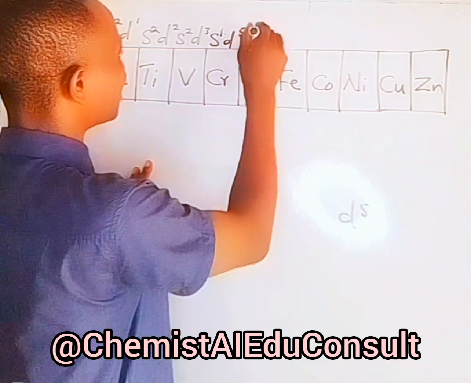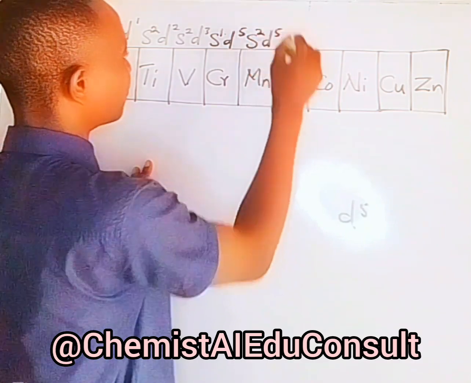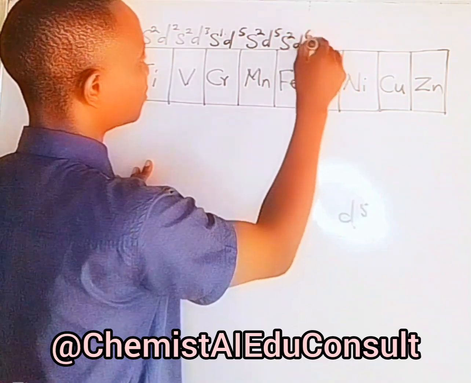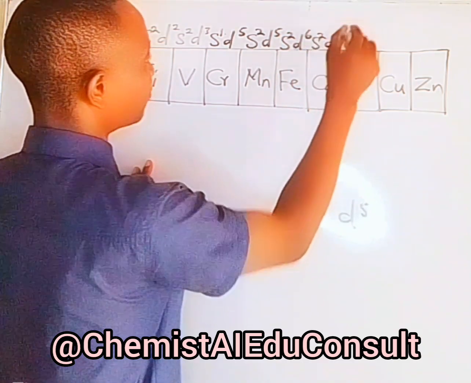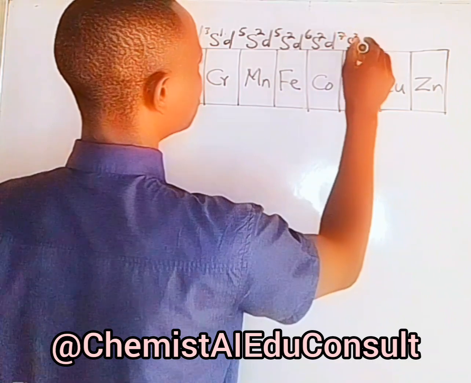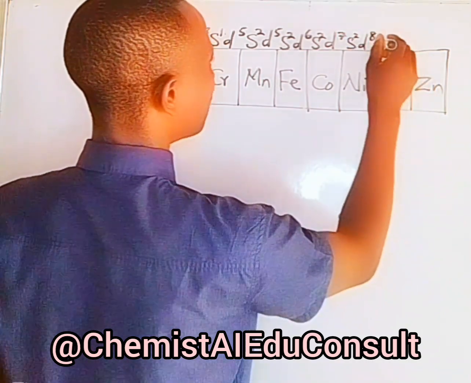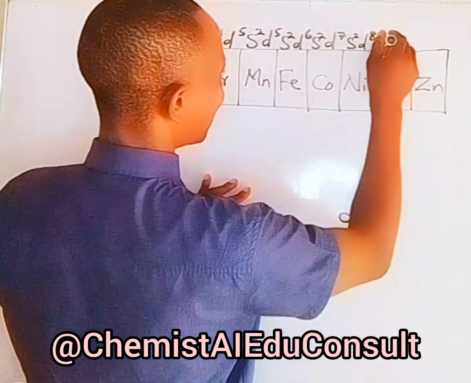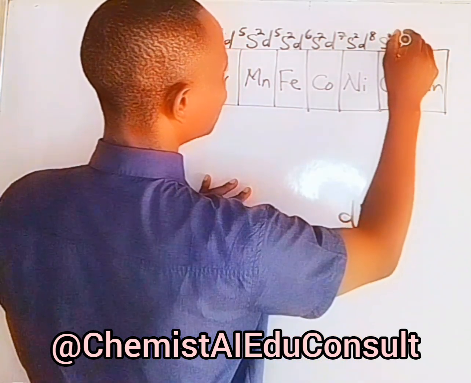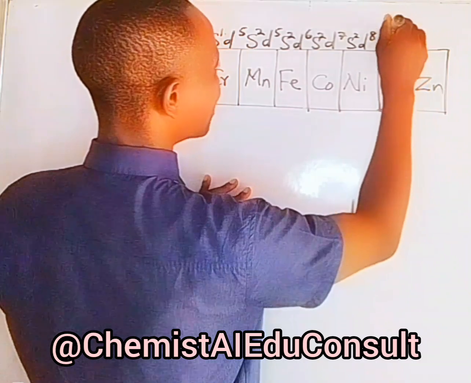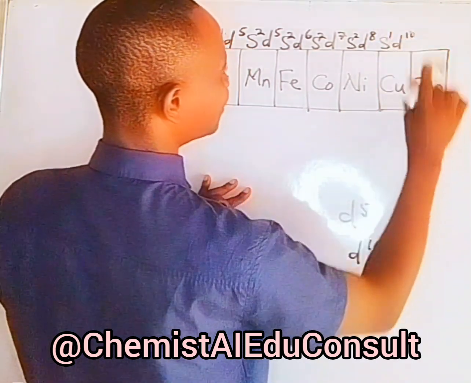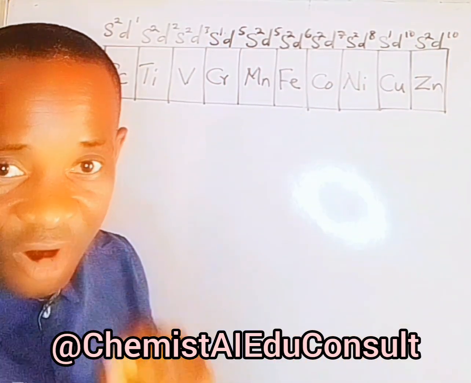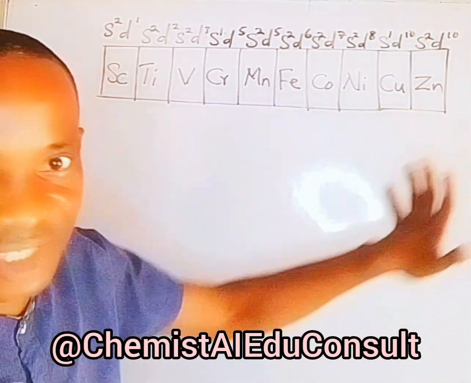Manganese is s2d5. Iron, s2d6. Cobalt, s2d7. Nickel, s2d8. Copper, d10 is another stable configuration, so instead of saying s2d9, we say s1d10. And zinc, s2d10. Now, one thing is common about the first transition series.